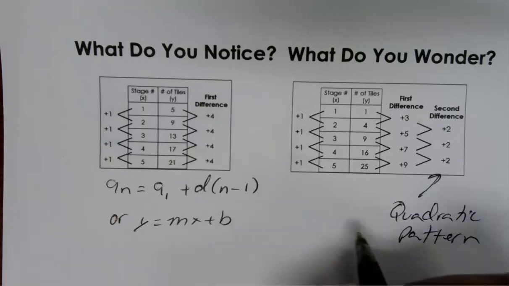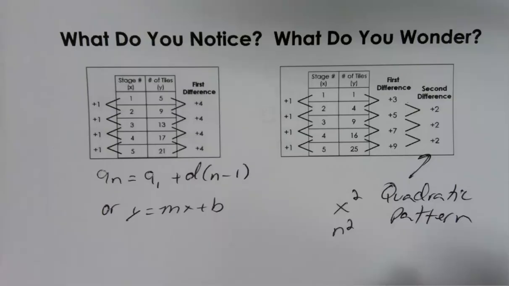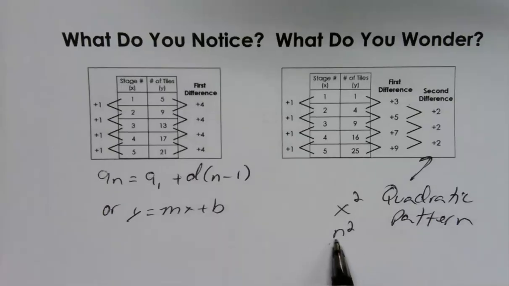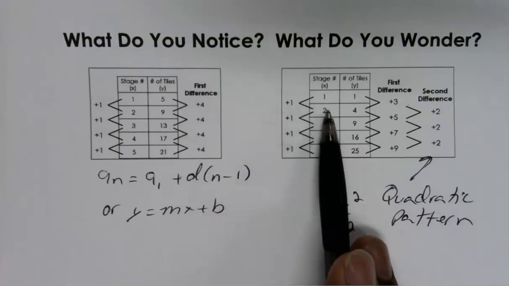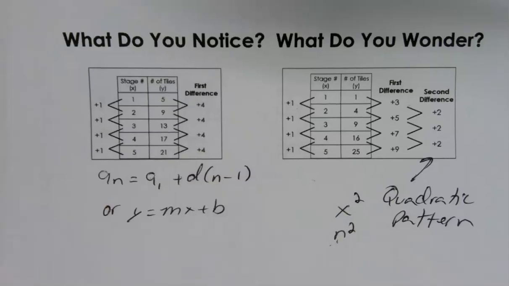A quadratic pattern means you have x squared, or for the sake of today, we're going to use n squared, as in n representing the number in your sequence: first number, second number, third number in your sequence. Let's look at that now.